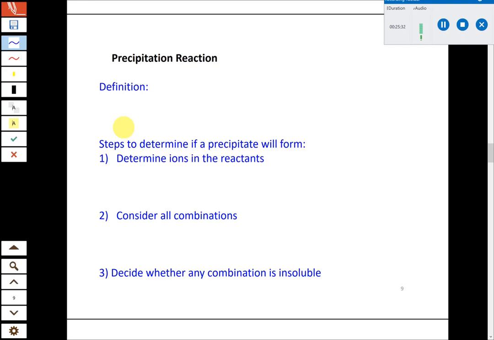So what's the definition of a precipitation reaction? It's when we take 2 solutions, so again, 2 homogeneous mixtures where everything is dissolved, and we combine them.